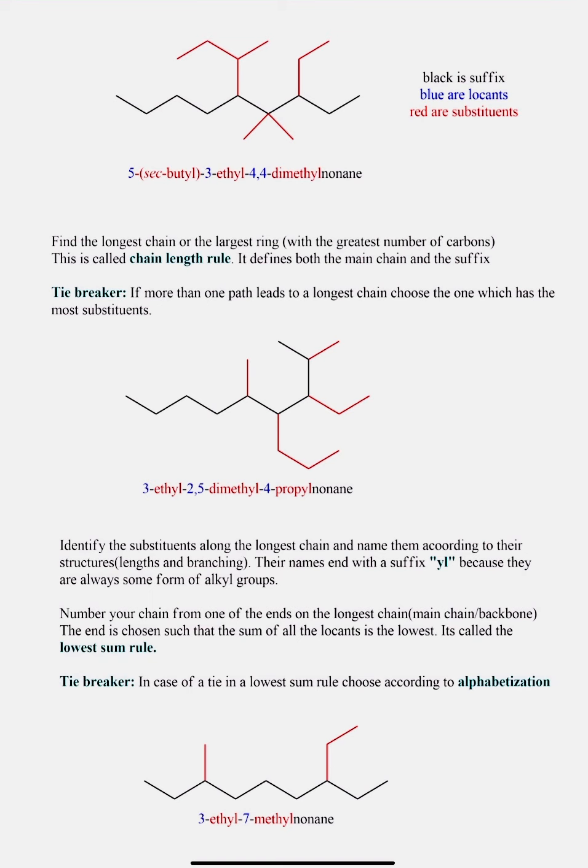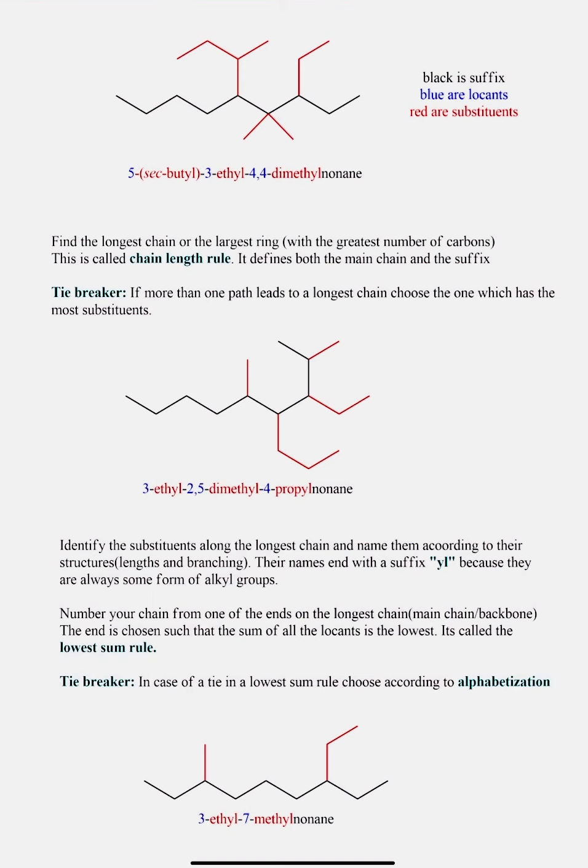So let's begin. You have a structure given. The first thing you need to decide on is finding the suffix of the name. Now the suffix of the name depends on the longest chain of the compound that is possible. It also depends on the functional group of the compound, or the principal functional group of the compound, which I will be dealing with later. Now I will be sticking with simple hydrocarbons, that is alkanes, the compounds which do not have any functional group.